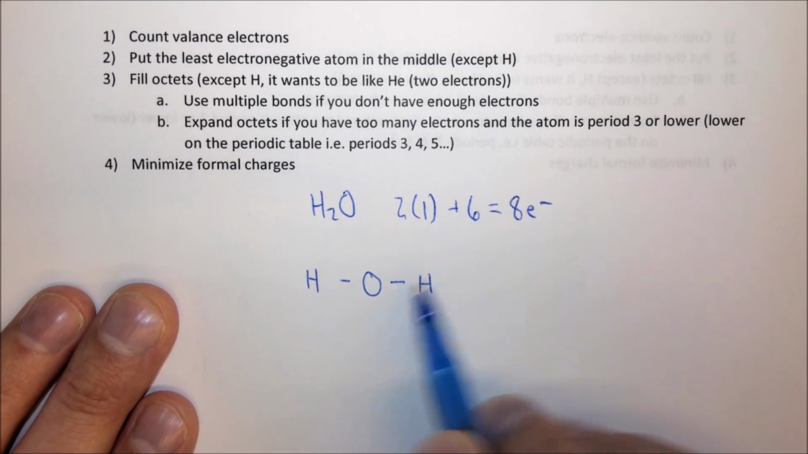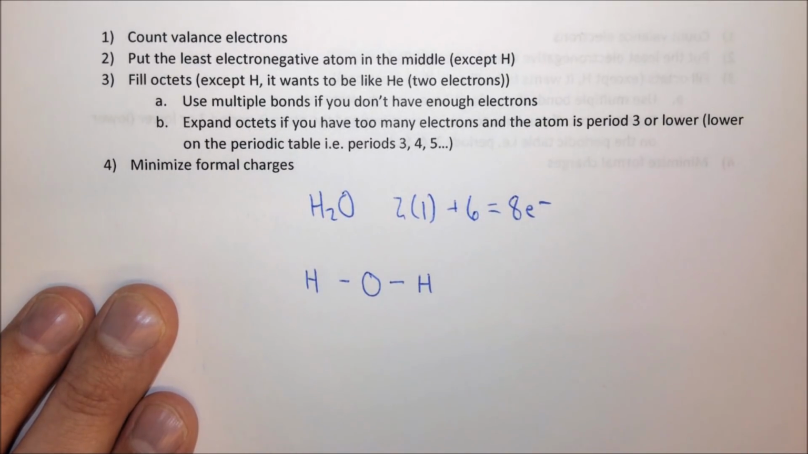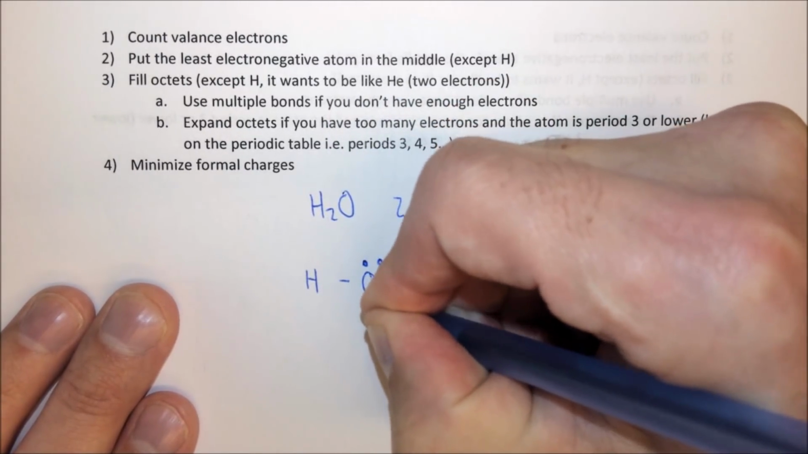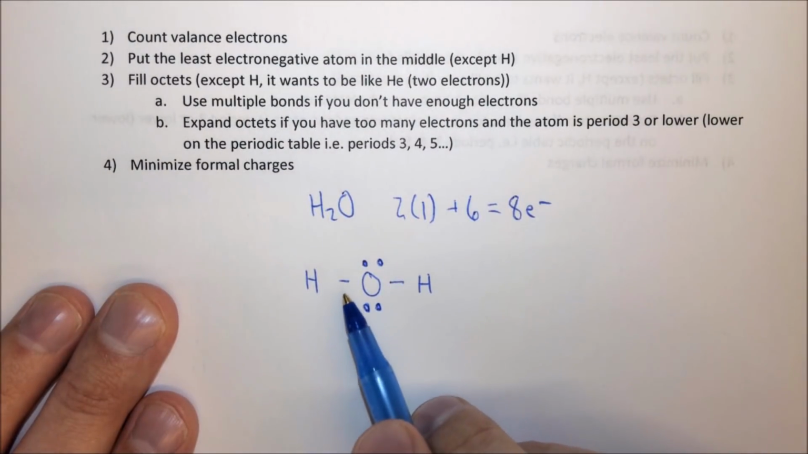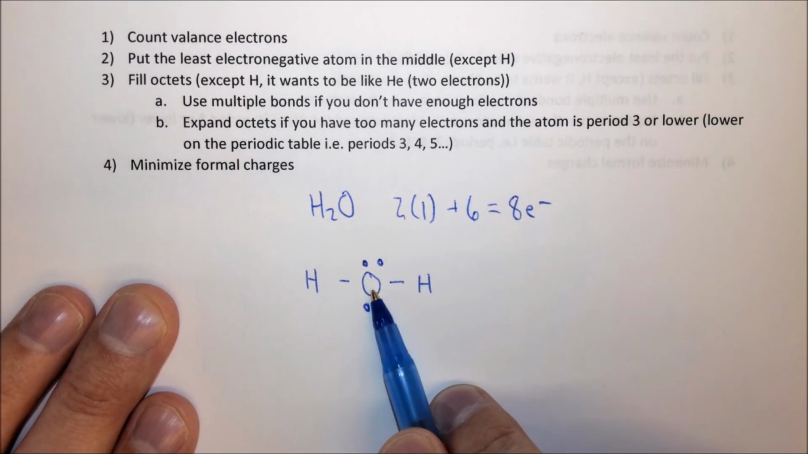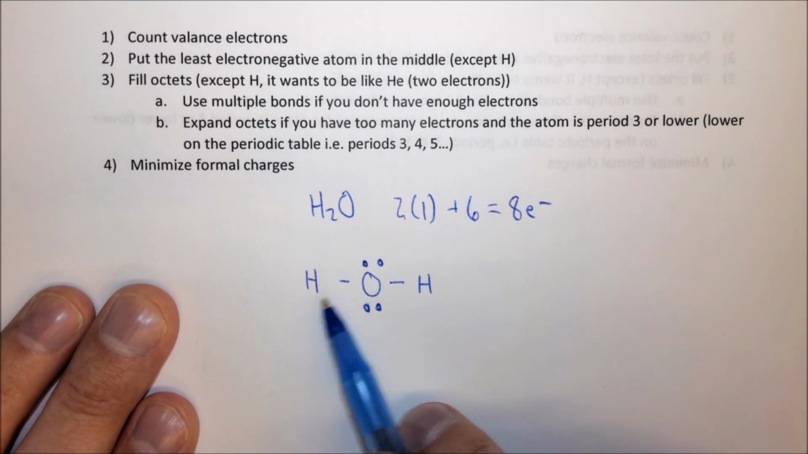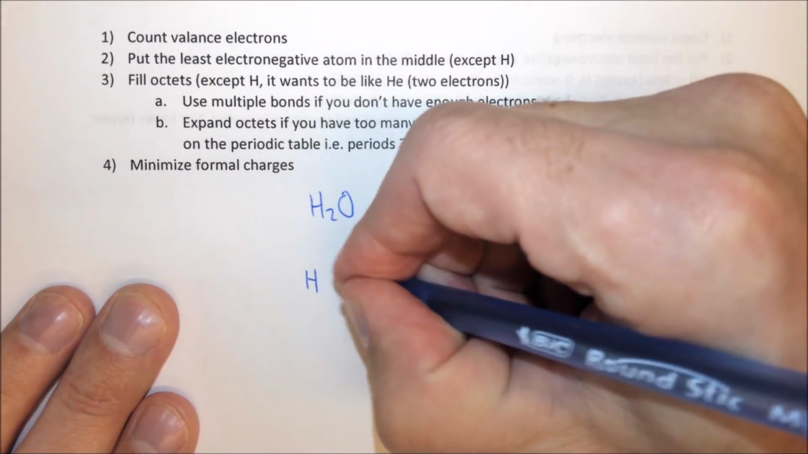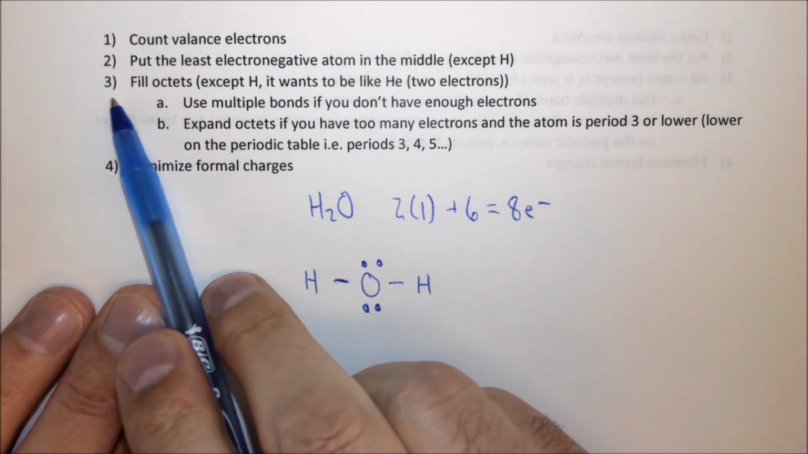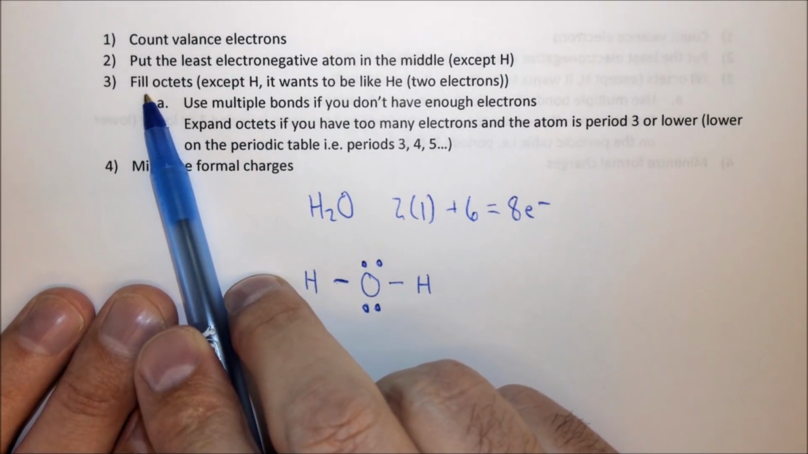It's not noble gas-like, but I have 4 more electrons, so what do I do? I put 2 lone pairs like this. I've now used 2, 4, 6, 8 electrons, and I've filled the octet of oxygen. I filled the duet, if you will, of hydrogen because it has 2 electrons around it and it wants to have 2 electrons around it. So seemingly, I have done step 3.